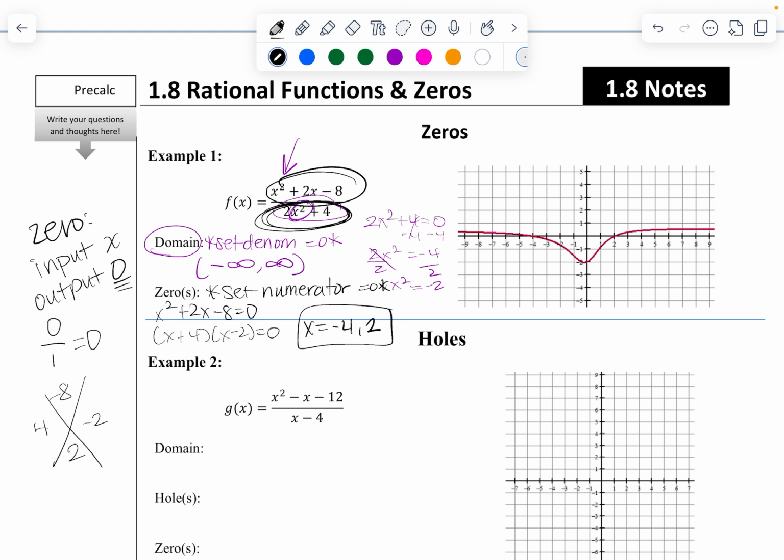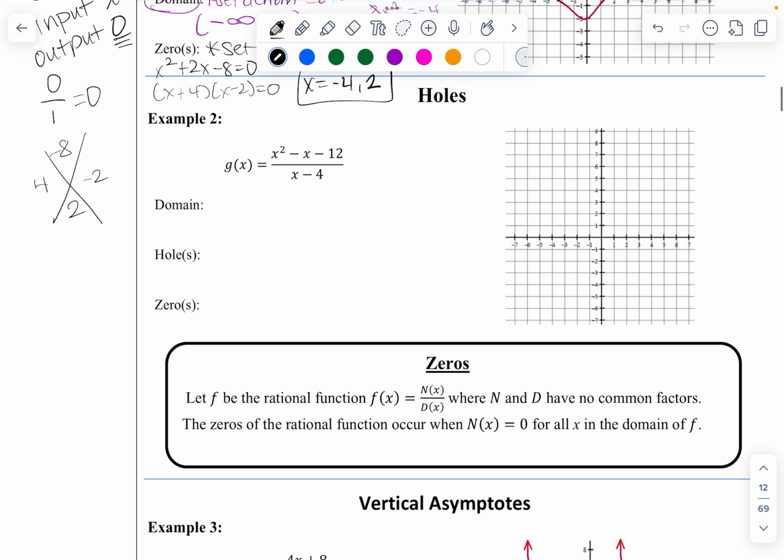We can see this here in this graph. Our zeros are at negative 4 and 2. And we don't have any vertical asymptotes or anything. It's continuous, so we have all reals as our domain. Let's talk about holes for a second.